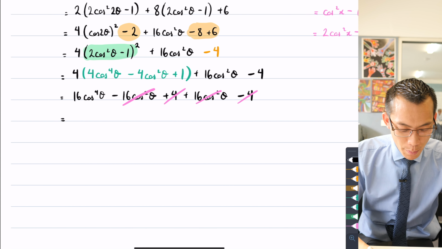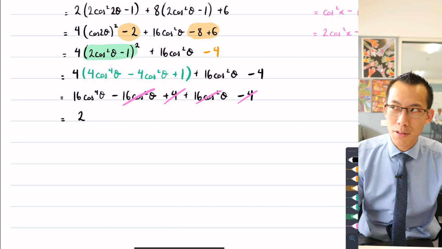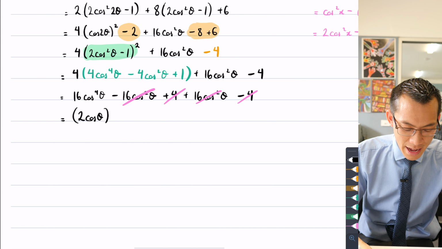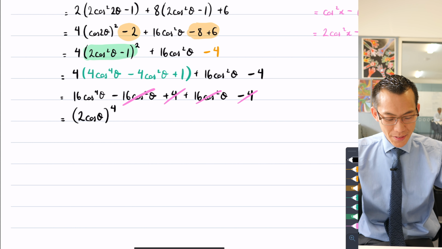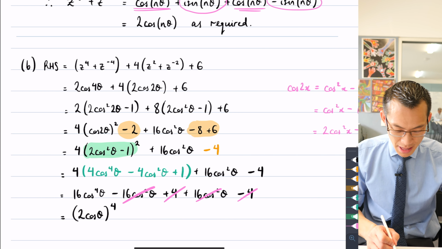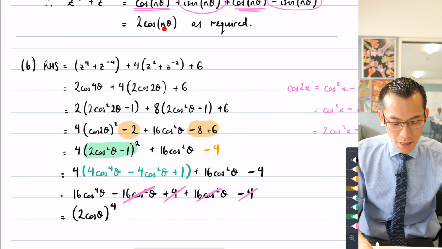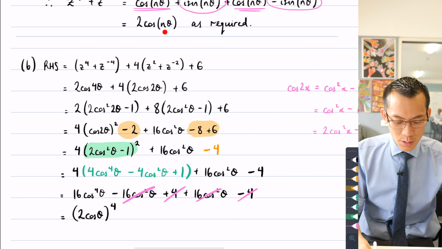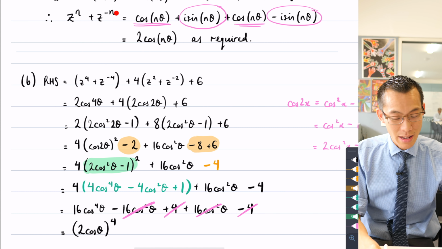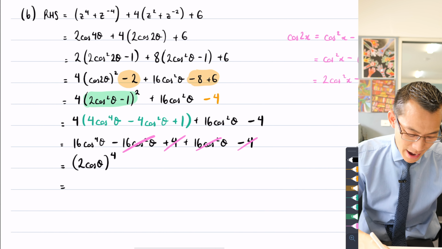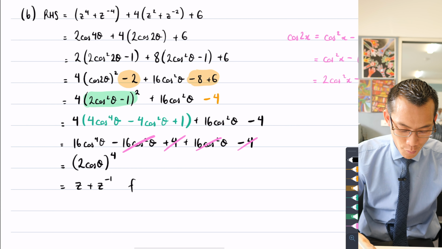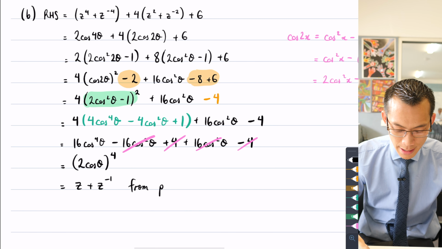16 is the fourth power of 2, and cos to the power of 4 theta is the fourth power of cos theta. So that's that raised to the power of 4. But again, from part A, this here is just this, but where n equals 1. So therefore, I can use this result up here. I just substitute n equals 1 here and n equals 1 here. So I'm going to do that. I get z to the power of 1 plus z to the power of negative 1 from part A.